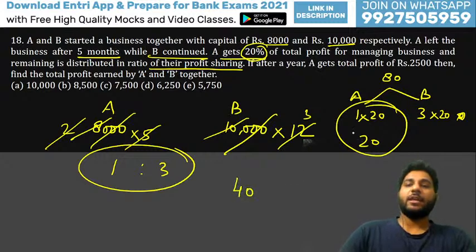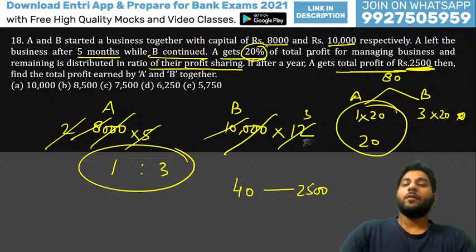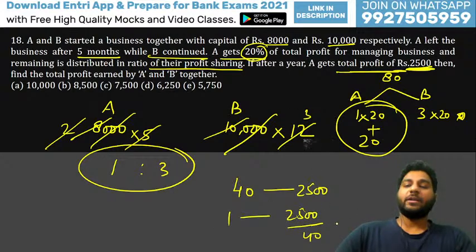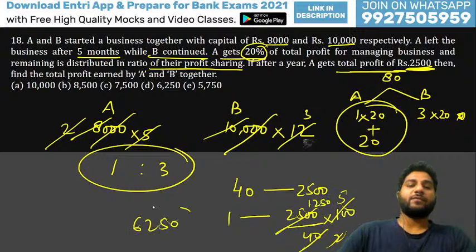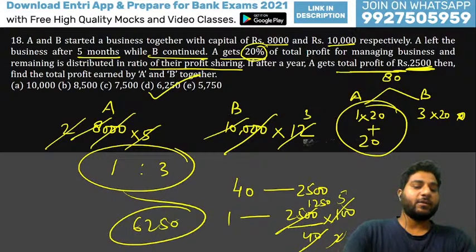So 40 has to be equal to 2,500. A got a total profit. Remember that total profit will include the 20% of total profit for managing the business. So 1 equals 2,500 by 40, and if you multiply it with 100, you will get the answer 6250. So your option D will be the correct one.